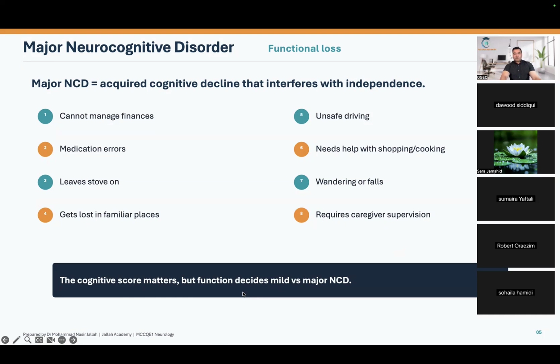The cognitive scores matter, but function decides mild versus major. So the most important part that you need to know when it comes to mild and major: does the patient still function independently or is he dependent? If the patient is independent, he can do everything, it is mild. If the patient is dependent on other people to do stuff for him, this is major.